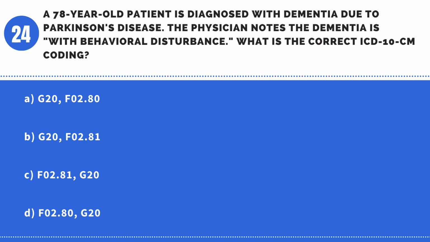Question 24. A 78-year-old patient is diagnosed with dementia due to Parkinson's disease. The physician notes the dementia is with behavioral disturbance. What is the correct ICD-10-CM coding? A. G20, F02.80. B. G20, F02.81. C. F02.81, G20. D. F02.80, G20.